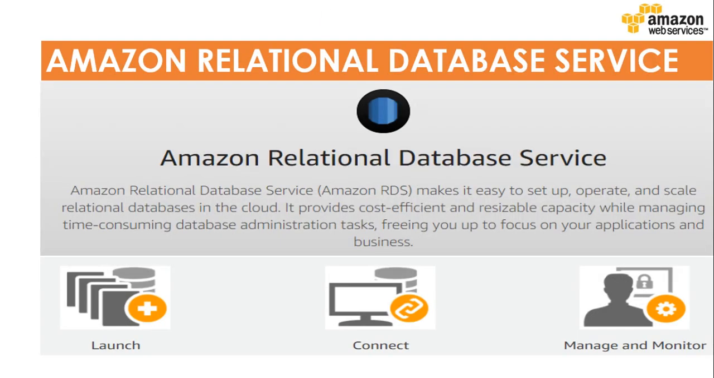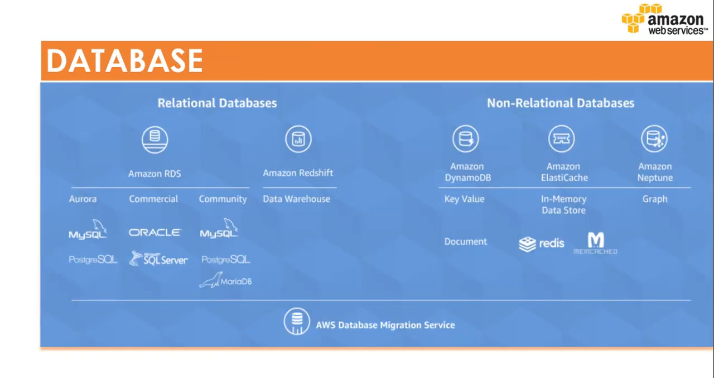First service we have is Amazon Relational Database Service. Amazon Relational Database Service makes it easy to set up, operate, and scale a relational database in the cloud. It provides cost-effective and resizable capacity while managing time-consuming database administration tasks, freeing you up to focus on your applications and businesses. We'll talk more about that in relational databases.